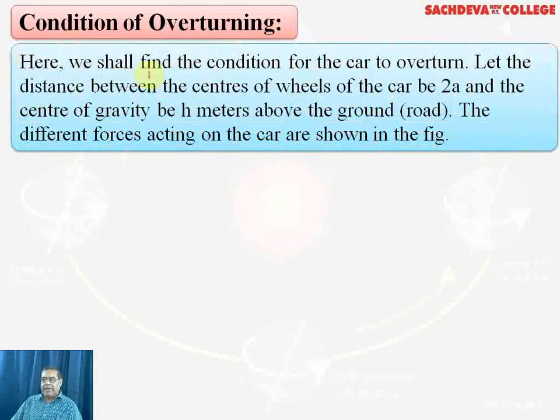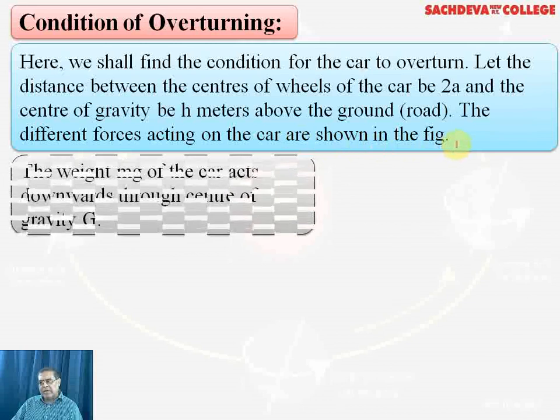We shall find the condition for the car to overturn. That is, under what circumstances the car moving on a curved road will overturn. Suppose the distance between the centers of the wheels of the car be 2a and the center of gravity is h meters above the ground. The different forces acting on the car are shown in the figure.